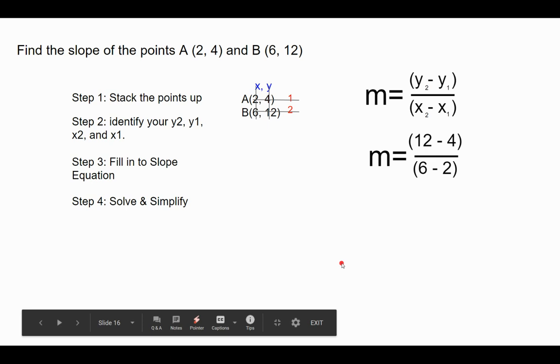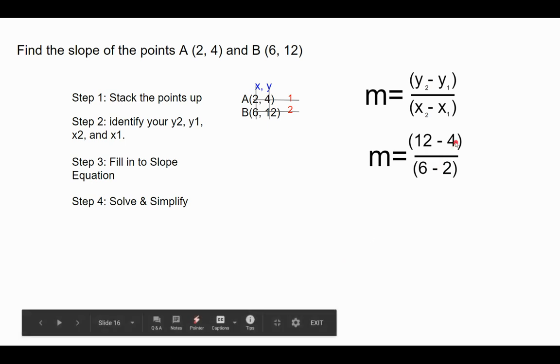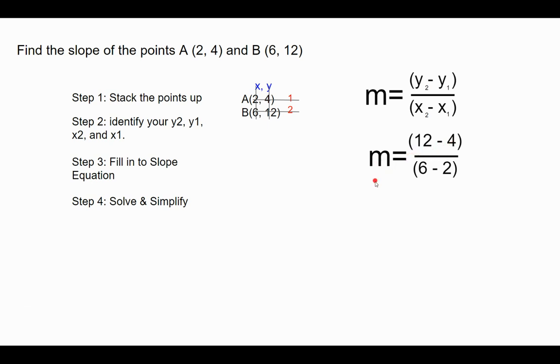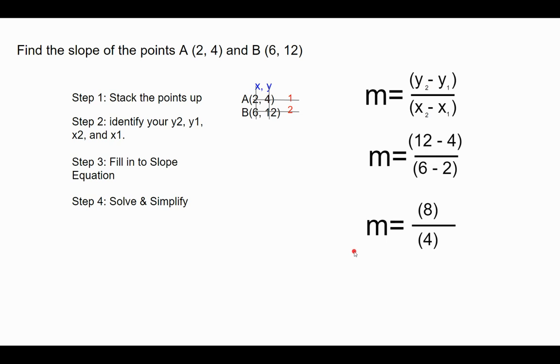Next, you simply solve and simplify. What I mean by solve is you're going to work these out. Remember, you've got to do the things in the parentheses first. There's nothing to distribute here, so we don't have to do that part, but we do have to simplify what's in the parentheses. So you do 12 minus 4, you get 8. Then you're going to do 6 minus 2, and you get 4. From there, you just simplify your fraction, and 8 divided by 4 is 2.